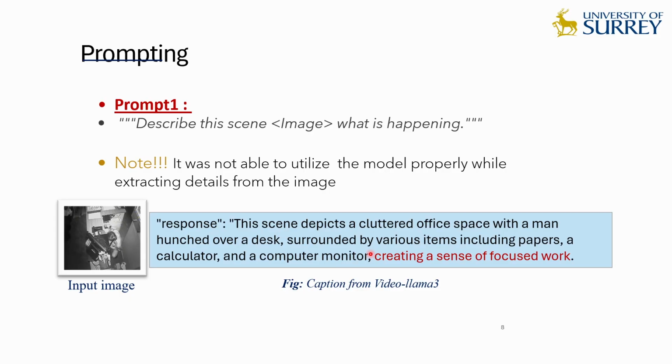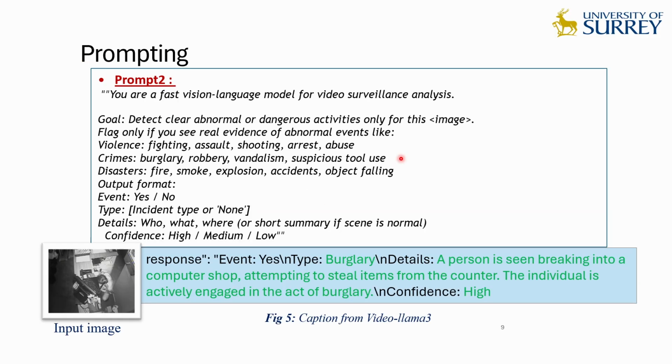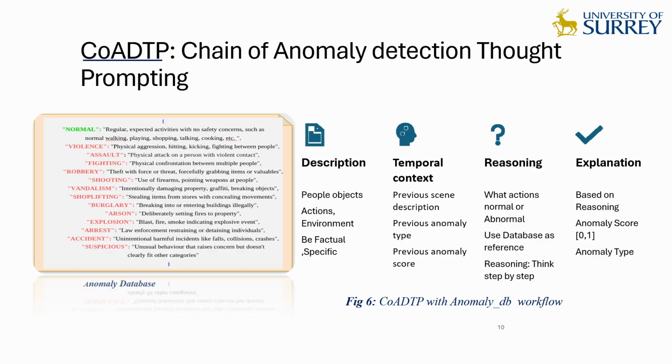So as you can see, it creates just a general explanation of the scene, but actually the person is trying to steal some things from the text. When we try to improve our prompt, like we went to prompt two, we put some prior information and we define the task. In this case, the model was able to catch the anomaly much better as compared to the previous one.